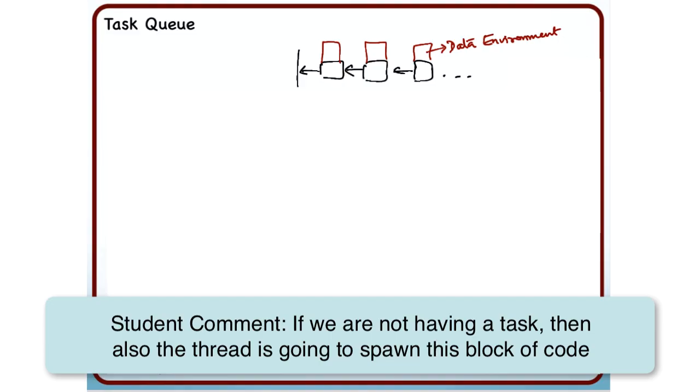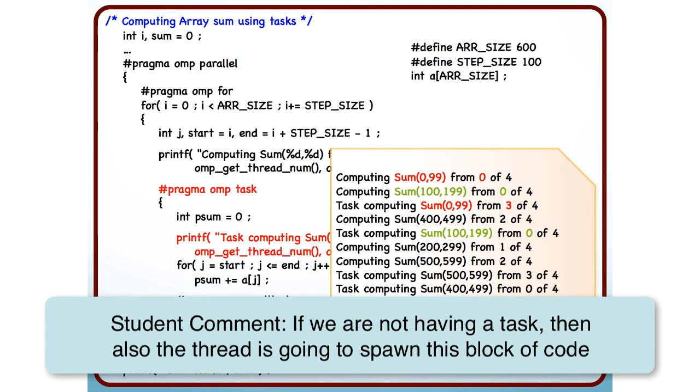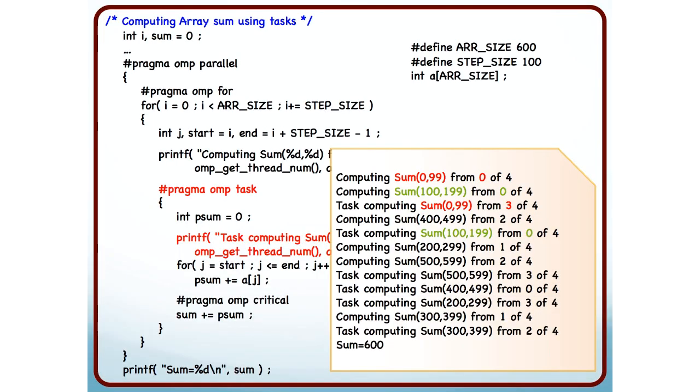If we are not having a task, then also the fourth thread is going to spawn this block of code? If we don't say #pragma omp task, no, they're not going to spawn, they're just going to execute right here. So thread 0, the one which was computing sum 0 to 99, would have just executed this piece of code. So here you would have seen a print, task computing sum 0 to 99 from 0 of 4, not from 3 of 4.